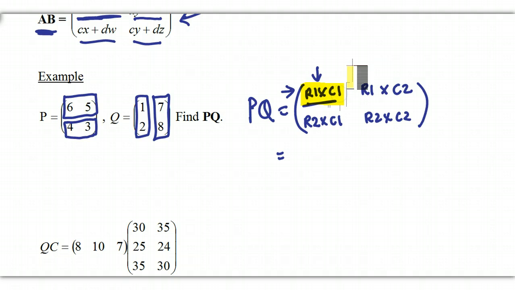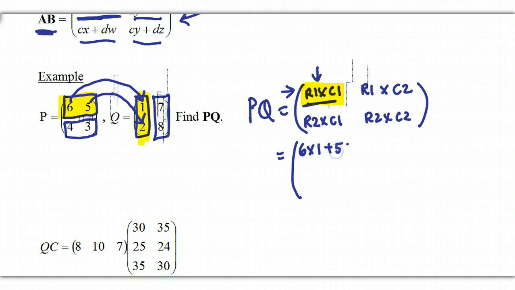So looking at the first one, row 1 times column 1. We'll focus our attention on the first row and the first column. What does it mean by taking row 1 times column 1? What you will do is take the first element of the first row times the first element of the column, and the second element of the first row times the second element of the column, and you add them together. So you will get 6 times 1 plus 5 times 2 for the first element.